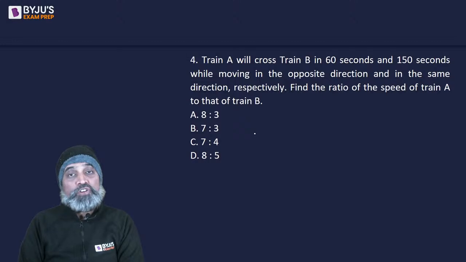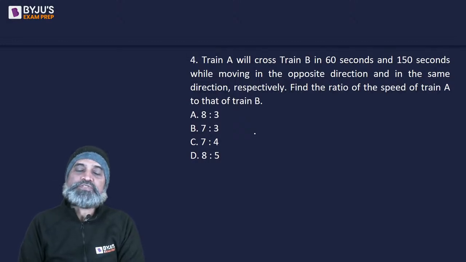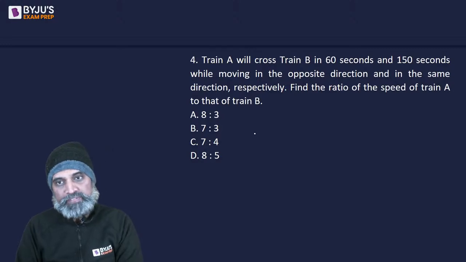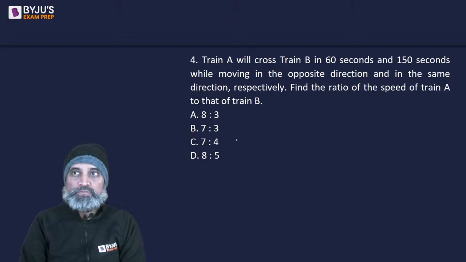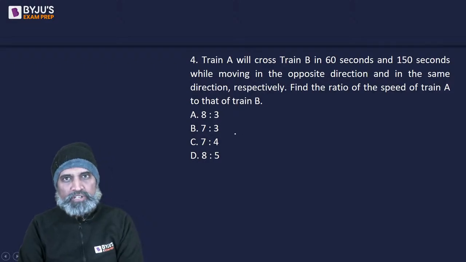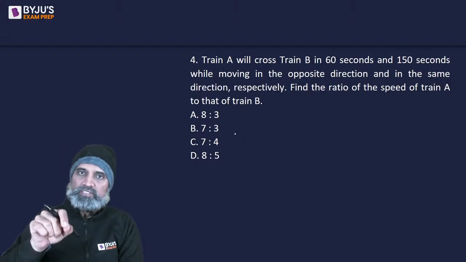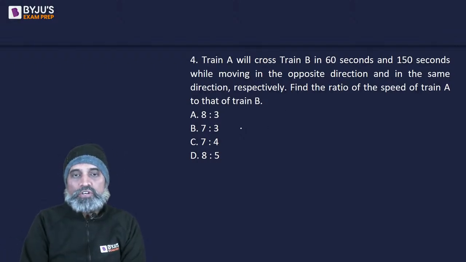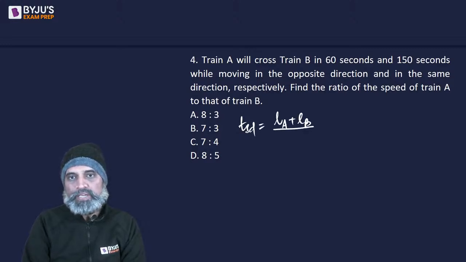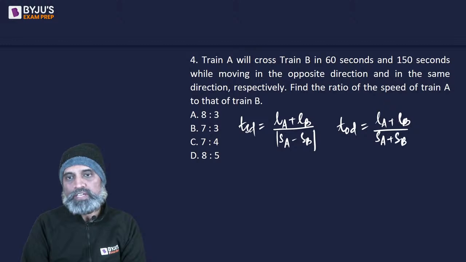Next, train A will cross train B in 60 seconds and 150 seconds while moving in the opposite direction and in the same direction respectively. Find the ratio of their speeds. So when the 2 bodies with some length assigned to their bodies, as in these are not point objects, but rather some object which has got certain length of itself, right? So in the same direction, it is given as length of train A plus length of train B divided by difference of speeds of A and B. And if you talk about opposite direction, it will be length of train A plus length of train B divided by sum of the speeds of train A and B.